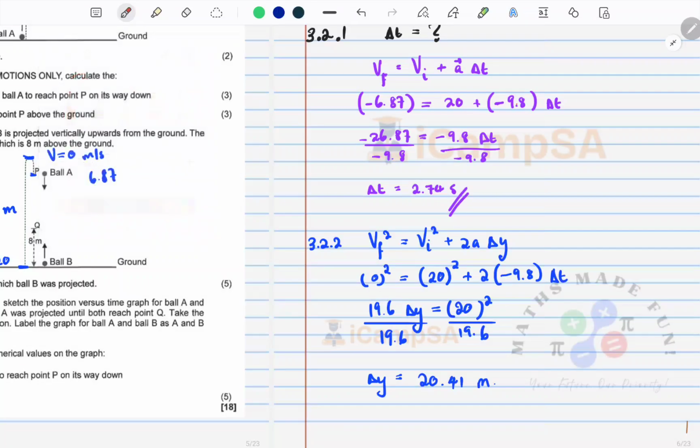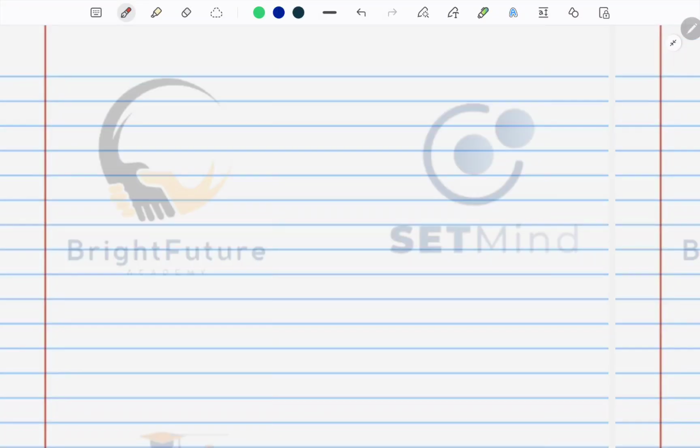Let's use another color. So you can say this again: VF squared equals VI squared plus 2A delta Y. Okay, so now we are calculating from the peak, right? From the peak to point P. So this is your peak here, where V is equal to 0. Then this is your point P here, where your velocity is equal to 6.87.